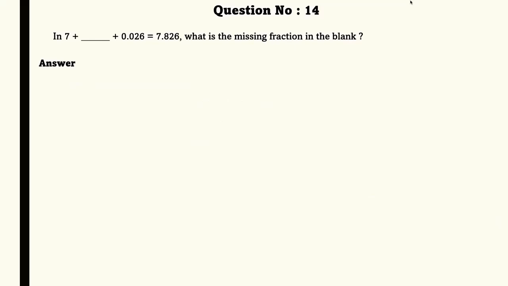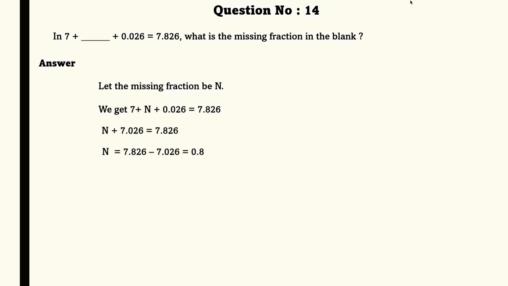Question number 14. In 7 plus dash plus 0.026 is equal to 7.826, what is the missing fraction in the blank? Let the missing fraction be n. We get 7 plus n plus 0.026, which is equal to 7.826. From this we can get the value of n, that is 0.8. Since they have asked fraction, we have to change 0.8 into fraction. 8 by 10. That's equivalent fraction is 4 by 5.